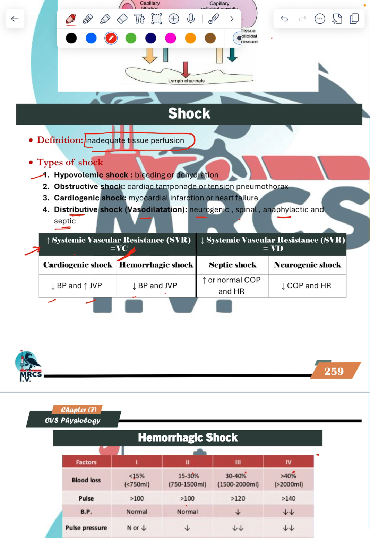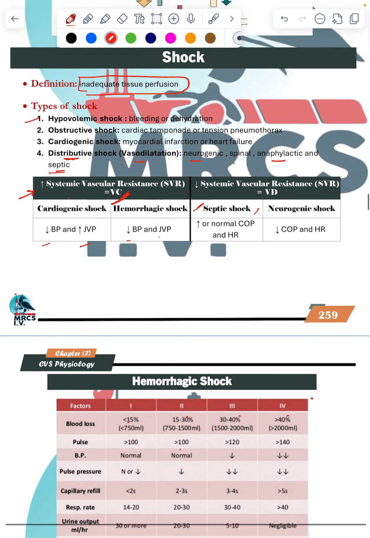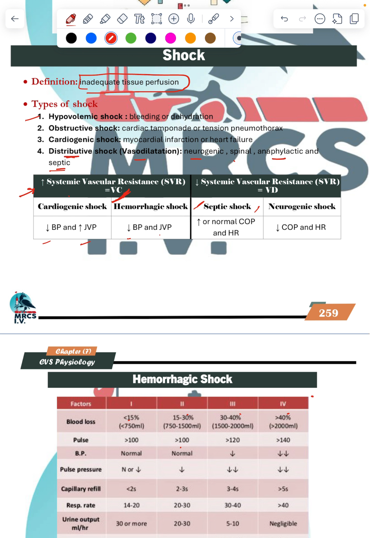Vasoconstriction increases SVR. But in neurogenic shock or septic shock, there is vasodilatation because of the release of vasodilators. These vasodilators, such as bradykinin and other substances, cause generalized vasodilation. Cardiac output may be normal or increased, and heart rate is also increased in septic shock. While in neurogenic shock, everything is down.